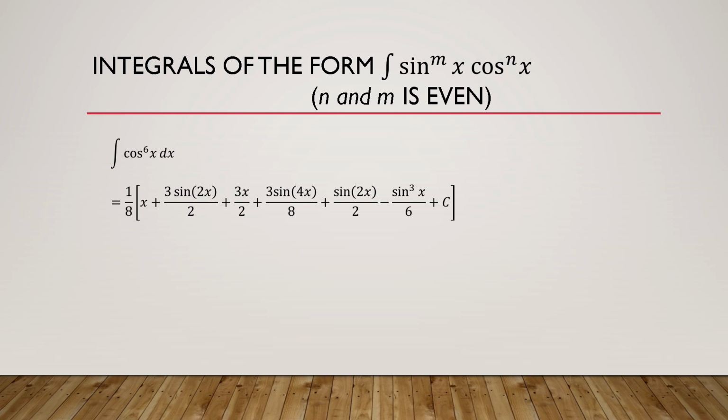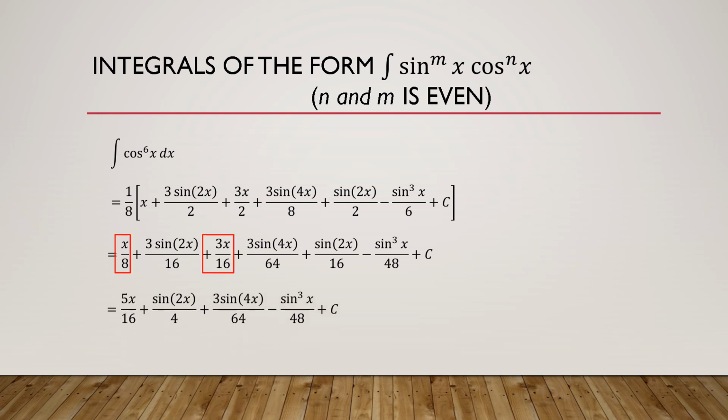Next, all we have to do is simplify. First, let's distribute the 1/8 to get x over 8 plus 2 sine 2x over 16 plus 3x over 16 plus 3 sine 4x over 64 plus sine 2x over 16 minus sine cubed x over 48 plus c. We can combine x over 8 and 3x over 16 as like terms to get 5x over 16.